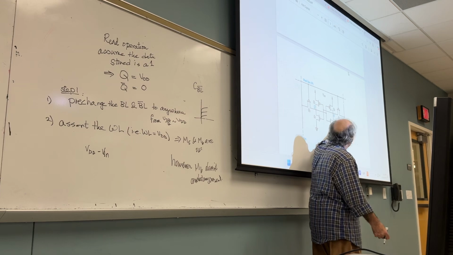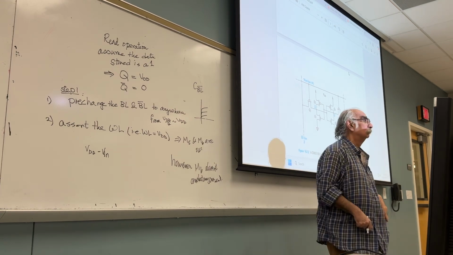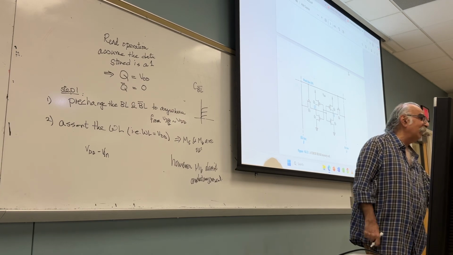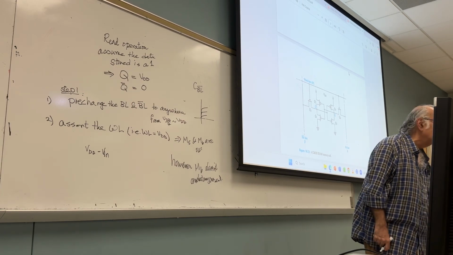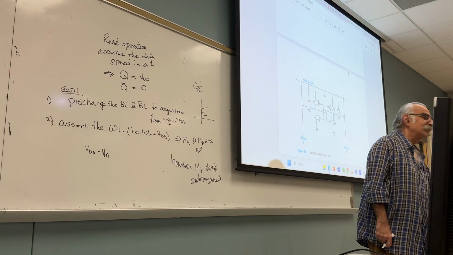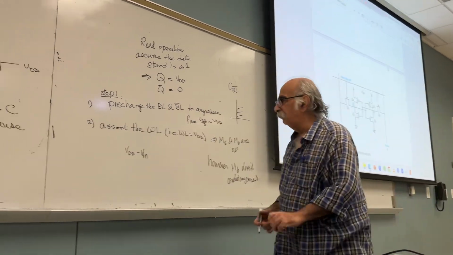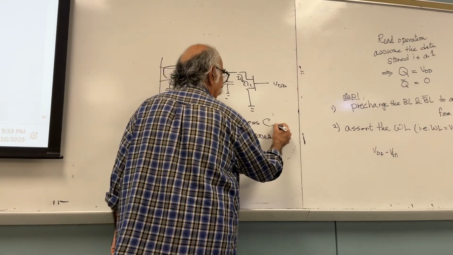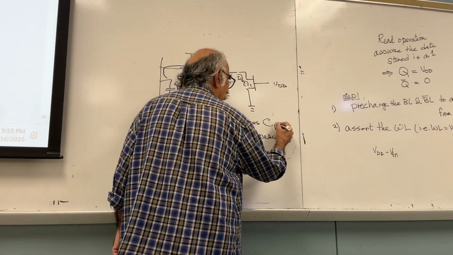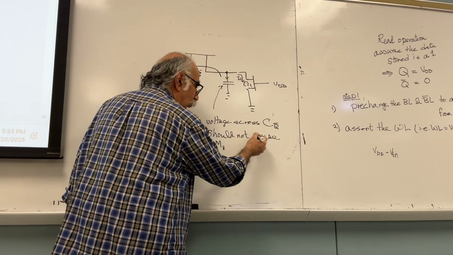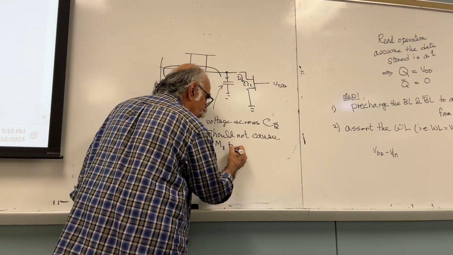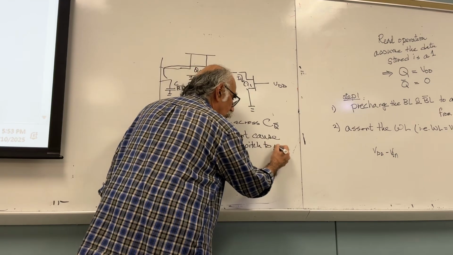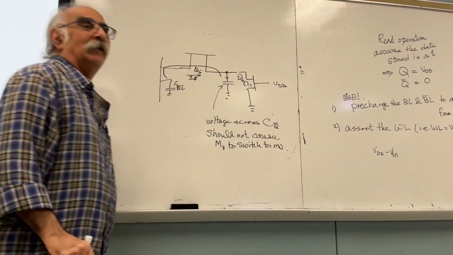Yes. So M3 is off. I don't want M3 to switch. Do you follow me? In other words, I want it to remain what? Off. Did you get it or not? The voltage across C, Q bar, should not cause M3 to what? Switch to on. Clear?